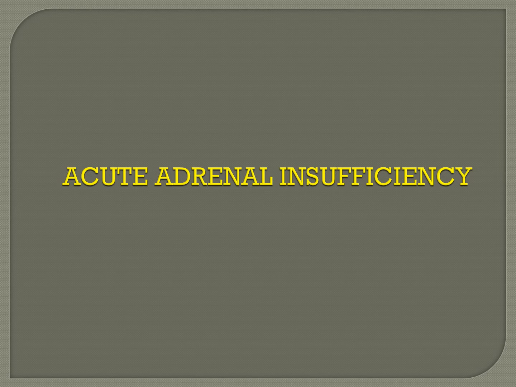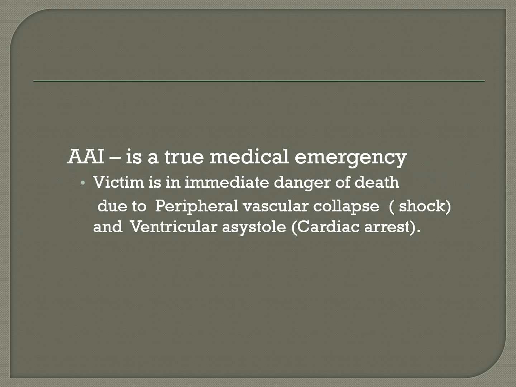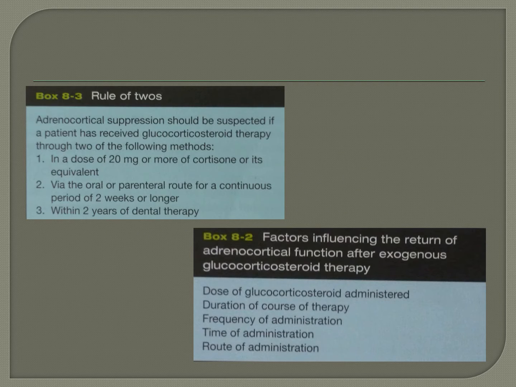The first one we will see is acute adrenal insufficiency. It is a true medical emergency in which the victim is in immediate danger of death due to peripheral vascular collapse or shock and ventricular arrest or cardiac arrest. We already discussed the endocrine system, the same thing. What are the things we will see in acute adrenal insufficiency?